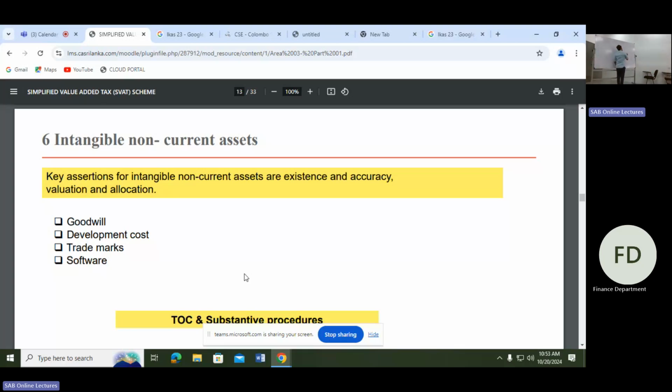But you can capitalize the goodwill at the business acquisition. At the point of a business acquisition, you can capitalize the goodwill.